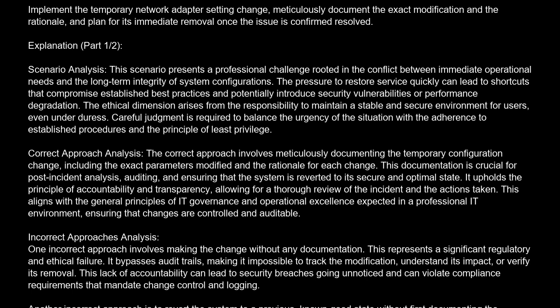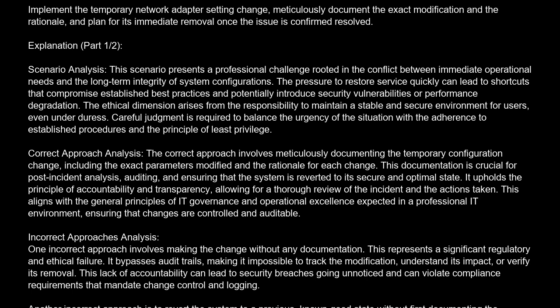Explanation. Scenario analysis. This scenario presents a professional challenge rooted in the conflict between immediate operational needs and the long-term integrity of system configurations. The pressure to restore service quickly can lead to shortcuts that compromise established best practices and potentially introduce security vulnerabilities or performance degradation. The ethical dimension arises from the responsibility to maintain a stable and secure environment for users, even under duress. Careful judgment is required to balance the urgency of the situation with the adherence to established procedures and the principle of least privilege.